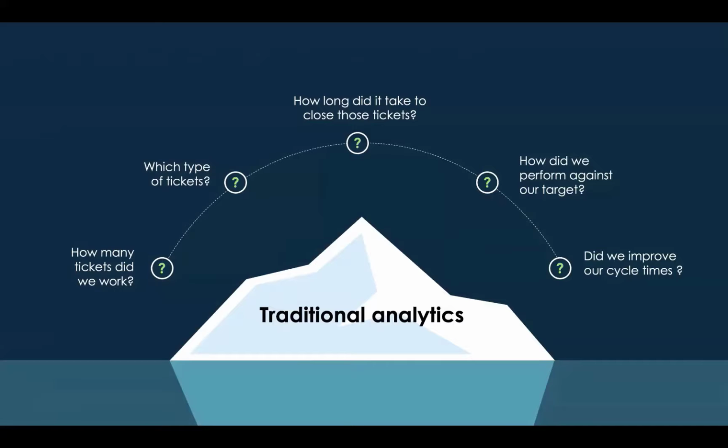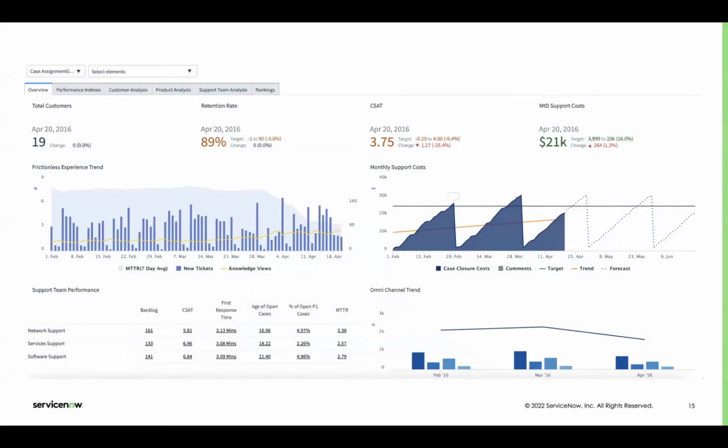Now, some of you might be saying to yourself, you know what? We've already got a bunch of reports and dashboards that are helping us identify opportunities. How is this different? Well, if you think about it, traditional analytics helps us answer the what questions. Things like, how many tickets did we work? Which types of tickets were those? How long did it take to close those tickets? And how did we perform against our targets? And ultimately, the most important question, are we improving our cycle times, right? These are all questions that you're probably answering today with our in-platform analytics engine called Performance Analytics. And these are really important questions to ask and answer.